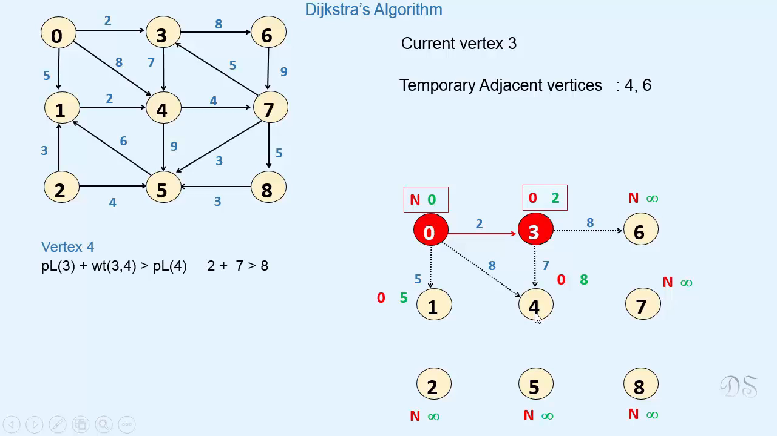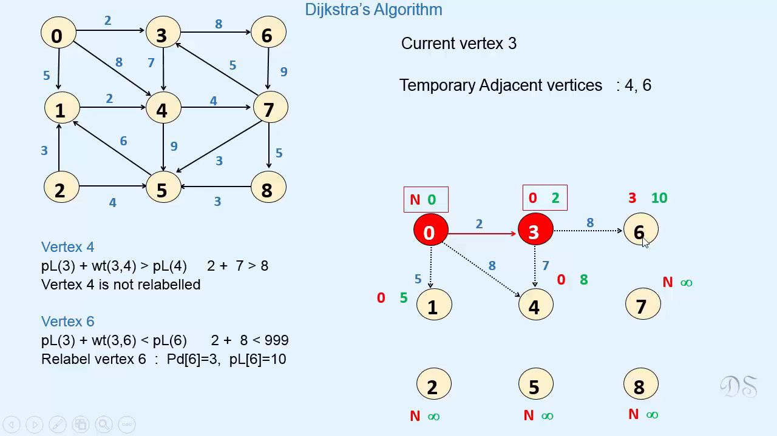First we take this vertex 4. Now path length of 3 plus weight on this edge is greater than path length of 4. So there is no need to relabel this vertex 4, because we already have a path from 0 to 4 which is of length 8, and using this 3 we get a path of length 9. So there is no need to relabel this vertex 4. Next we take this vertex 6. Path length of 3 plus weight on this edge is less than path length of 6. So it will be relabeled.